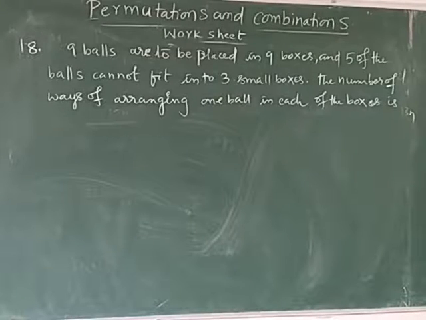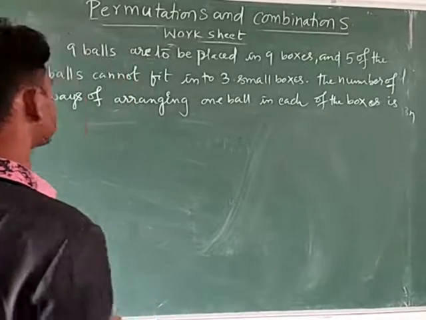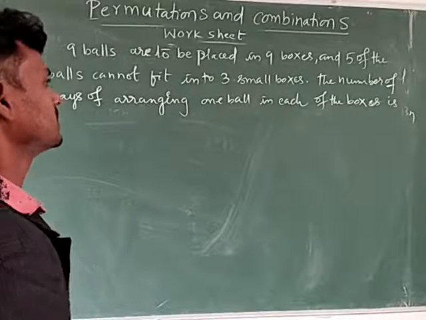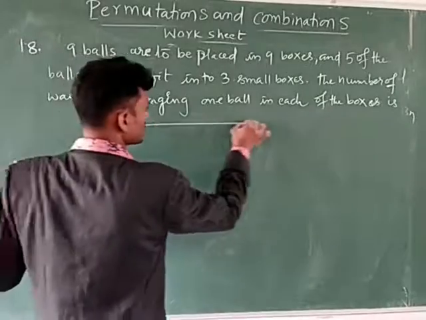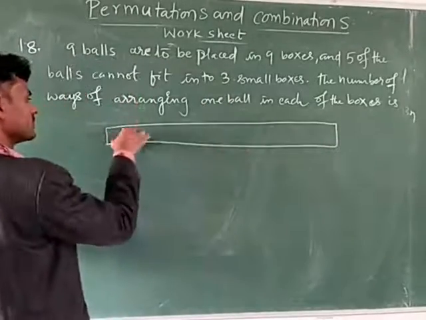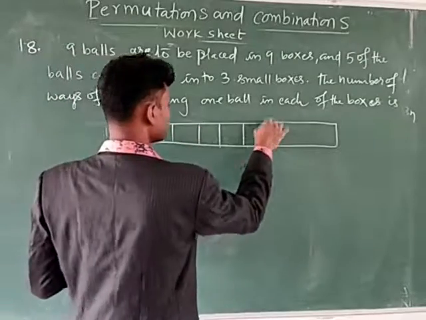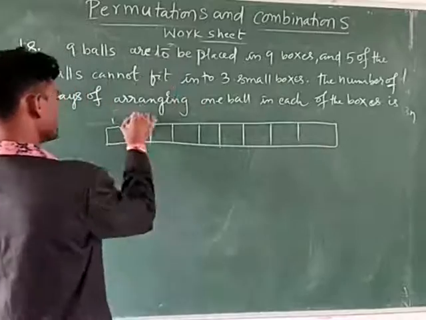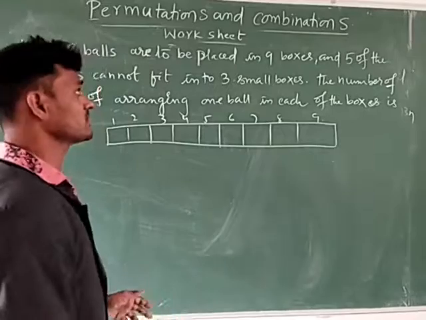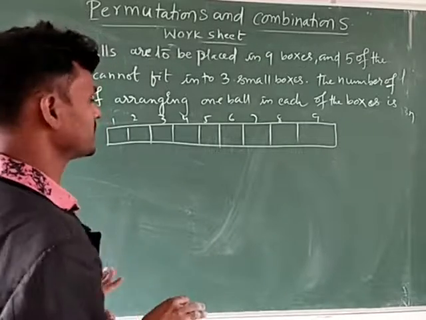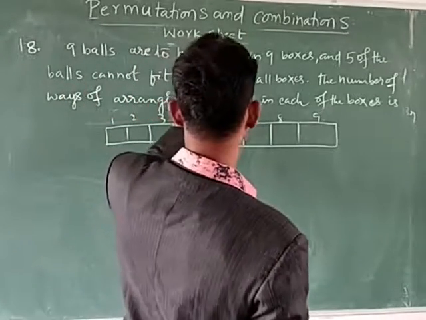Okay, next question, the 18th one. 9 balls are to be placed in 9 boxes and 5 of the balls cannot fit into 3 small boxes. The number of ways of arranging one ball in each box is: see, total 9 boxes are there, and 9 balls. In the 9 boxes, each box has only one ball fitted. Then 5 balls cannot fit in 3 small boxes.